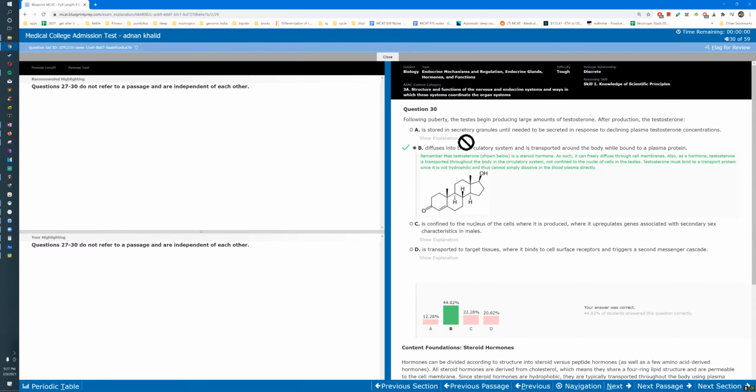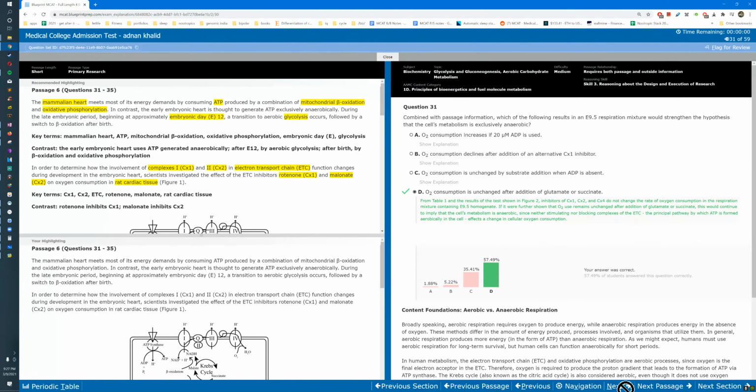So testosterone basically goes to the circulatory system. It's lipophilic or hydrophobic, and our blood is mostly water, so it needs to be bound to plasma protein, probably albumin or something. And yeah, it's not going to stay in the nucleus where it was made. If it was a polar one, like a peptide hormone, yeah, it would do the second messenger thing. But no, it goes straight into the nucleus. Okay. I don't want to do that.